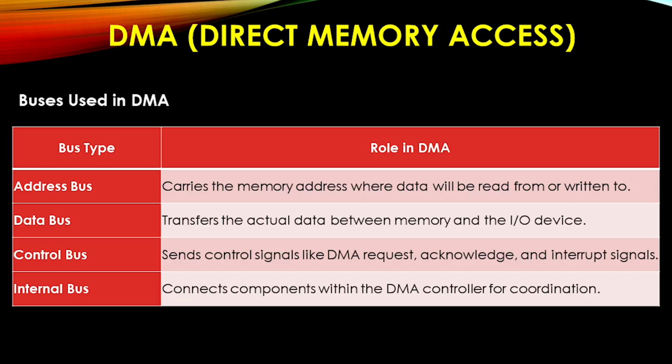To perform this data transfer between memory and the IO devices, the DMA controller needs the buses, which it requires from the CPU. The various buses are the address bus, data bus, control bus and internal bus. The address bus carries the memory address where the data will be read from or written to. The data bus transfers the actual data between the memory and the IO device. The third one is the control bus. It sends control signals like DMA request, acknowledgement and interrupt signals. And the last one is the internal bus that connects the components with the DMA controller for coordination.